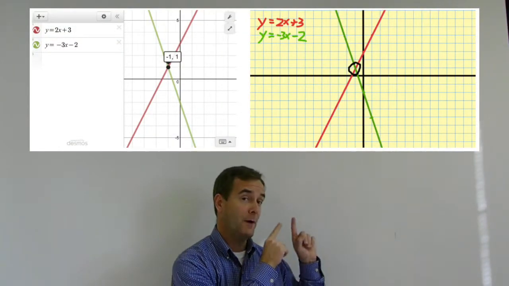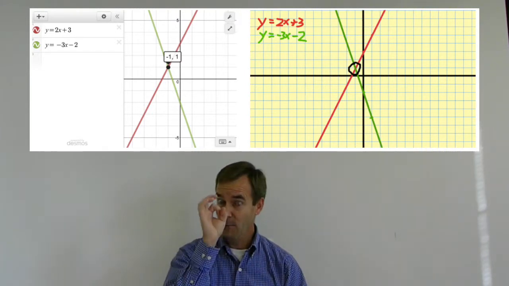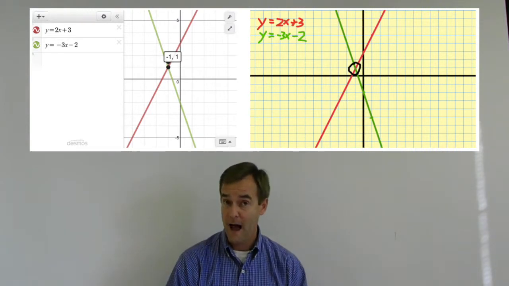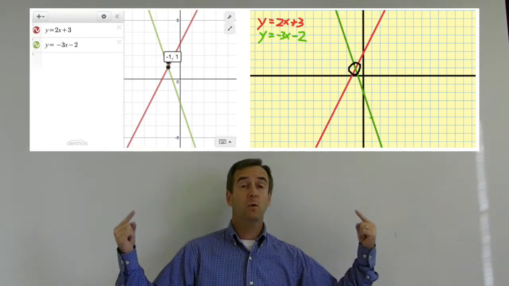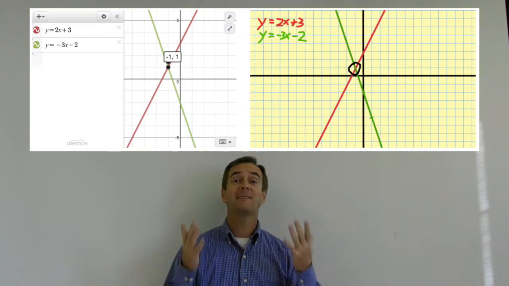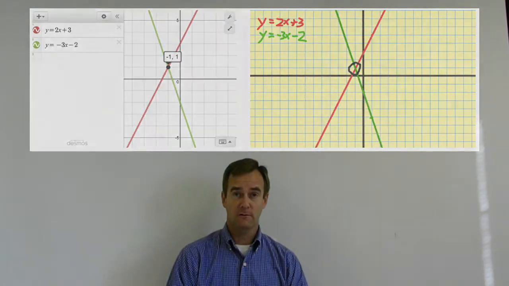Now, you can graph these either by hand or by using technology. And the goal is to use your eyeballs to see exactly where the 2 lines cross over each other on the graph. That magical point is the x and y value that satisfies both equations at the same time and is therefore the solution to both equations.